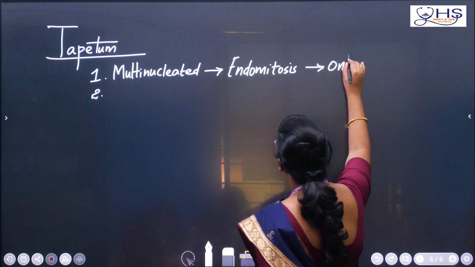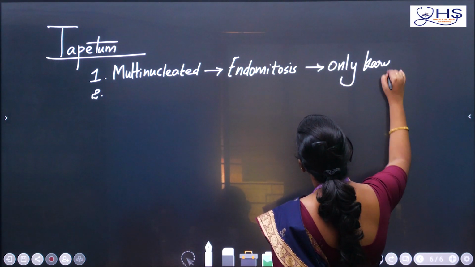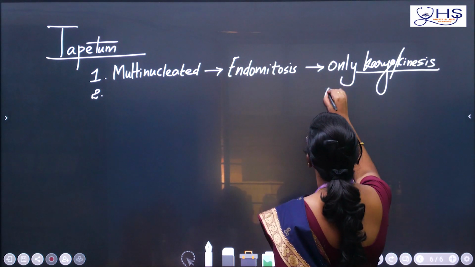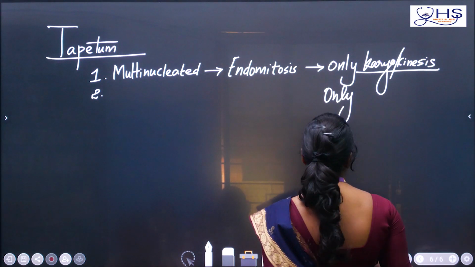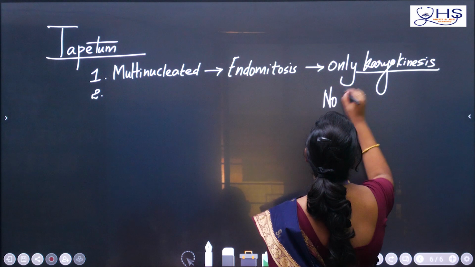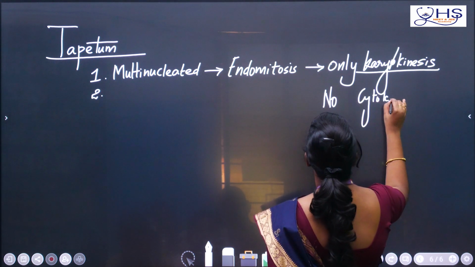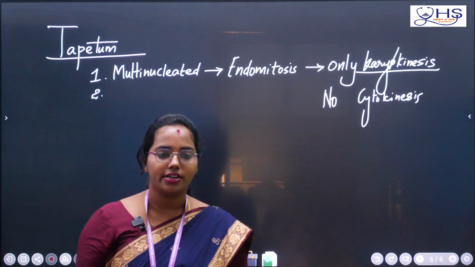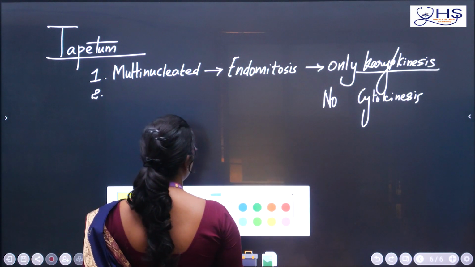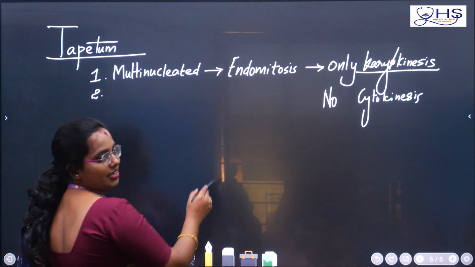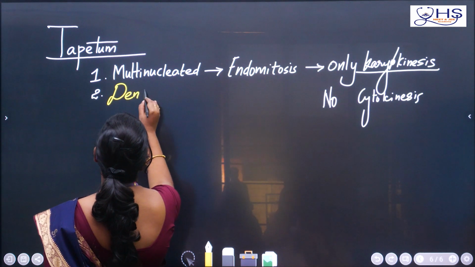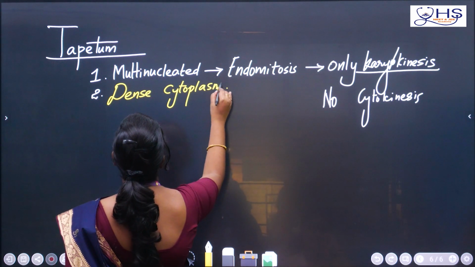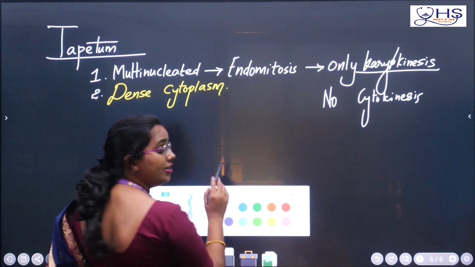Endomitosis means only karyokinesis, no cytokinesis. The nucleus divides, but the cell does not divide. There is no cytokinesis. This is called endomitosis. Because of endomitosis, the tapetal cells are multinucleated in nature. And what is the second feature? Dense cytoplasm. This is the nature of the tapetum.